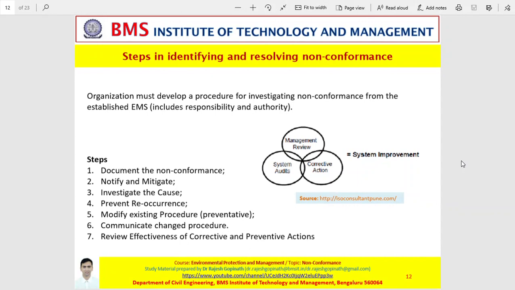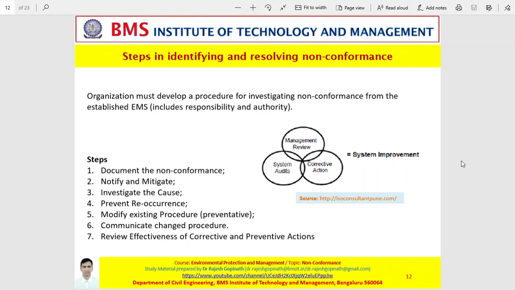Now, let us try to understand the various steps in identifying and resolving non-conformance. Any organization which is aiming for ISO certification, that is undergoing the EMS audit, shall establish, implement and maintain procedures for dealing with actual and potential non-conformances. That is, it shall have within its system a mechanism to handle any actual non-conformity or any potential non-conformities which might occur, and shall thereby take both corrective and preventive actions.